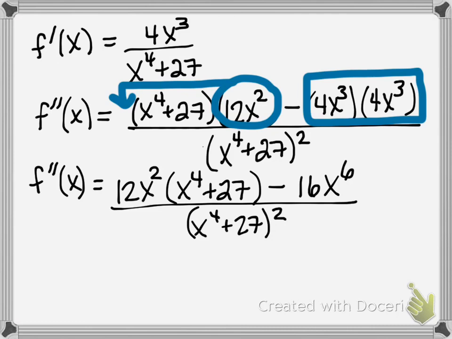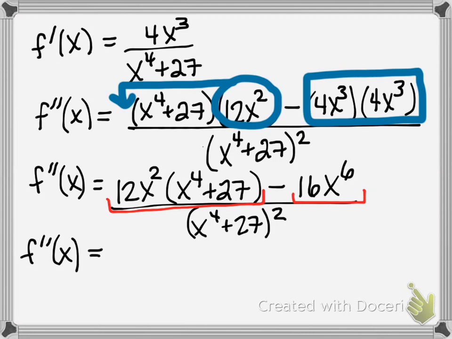Now at this point you have two options. You could distribute the 12x squared, or you could choose to factor at this point. And I try to encourage my students to work towards factoring, because that's going to be probably the most used method on some of the more complicated functions. So I've underlined in red these two terms that we're going to want to factor. We want to find the greatest common factor between these two terms.